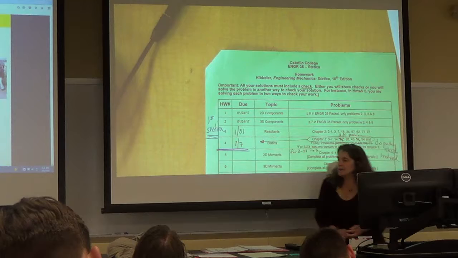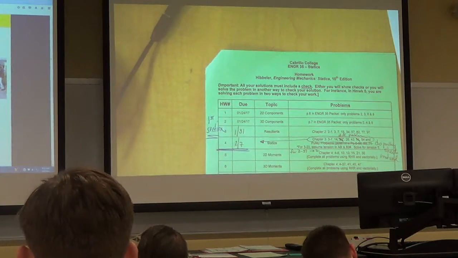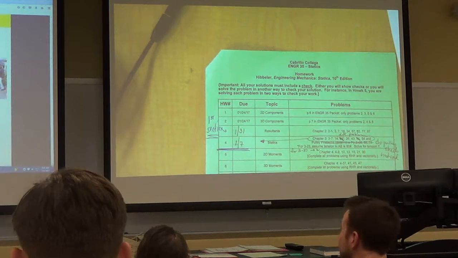And I updated homework number 4 now. The solutions up here is homework number 4, and that's what's due on Tuesday. So all this is here.